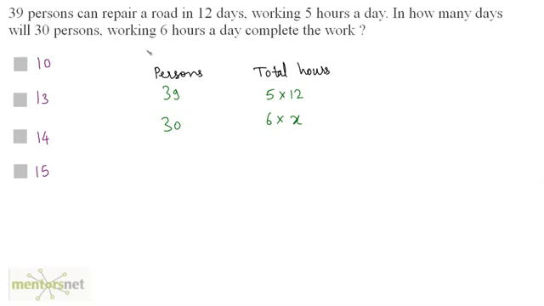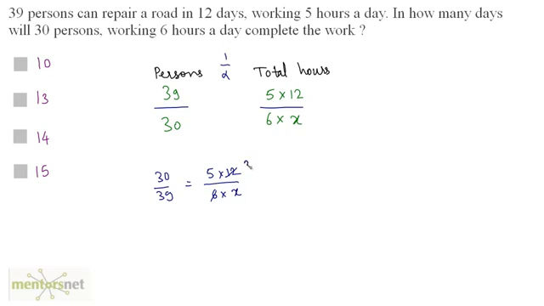So we have a proportion here which is an inverse proportion, because when you increase the number of persons, the total hours to complete the work decreases. So we have an inverse proportion. We can solve this. Let us invert this ratio. We can write 30 by 39. This ratio is as it is. So 5 times 12 by 6 times x.